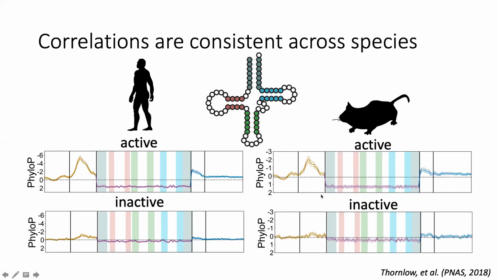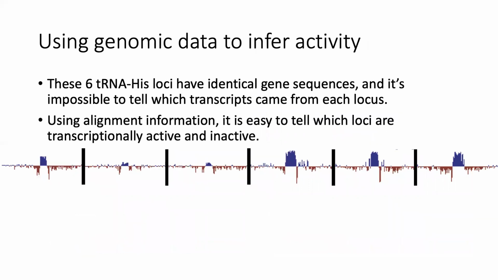So to answer our question, how can we tell which genes are active and inactive when their sequences are identical? One answer comes from alignments. And we can see if a gene has been active because transcription-associated mutagenesis will have left this genomic signature. And now that we know one way of telling them apart, we can potentially come up with a model that can distinguish active and inactive tRNA loci.